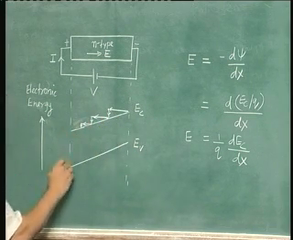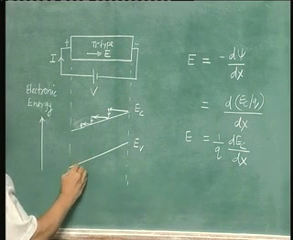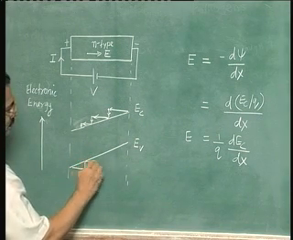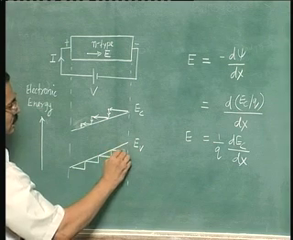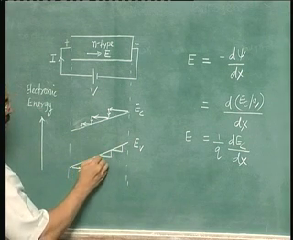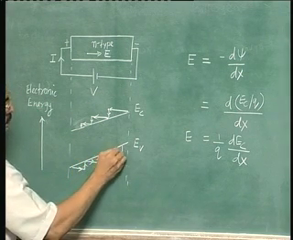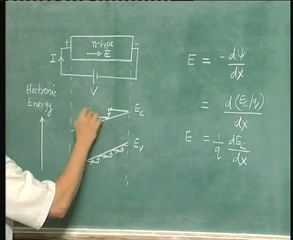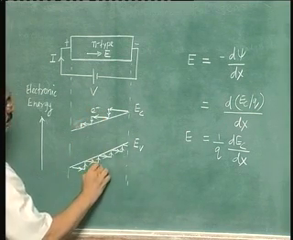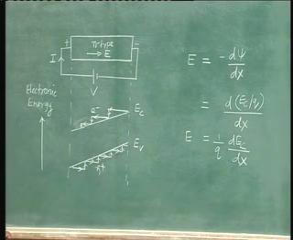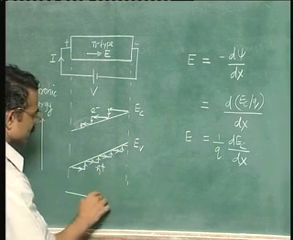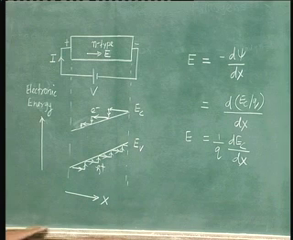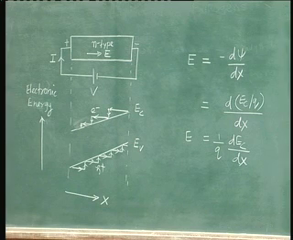Now one can similarly draw the movement of the hole on the energy band diagram. So it would be something like this. The hole moves in this direction. So this is electron and this is hole. This is X in the sample. So this is how one can look at the drift from the energy band point of view.